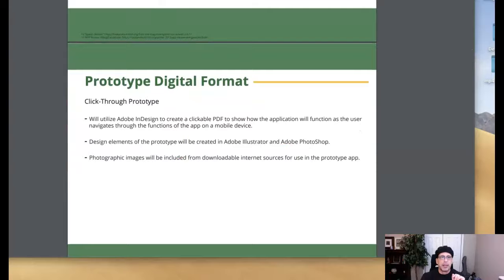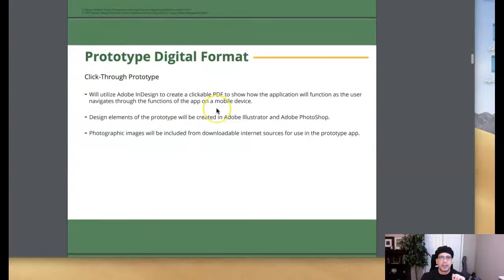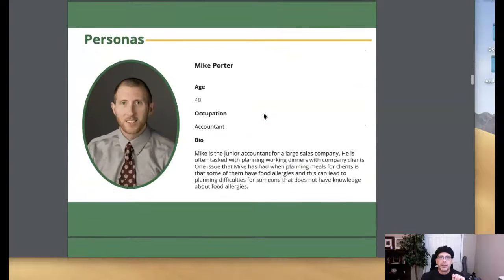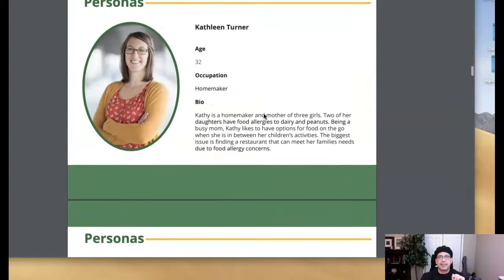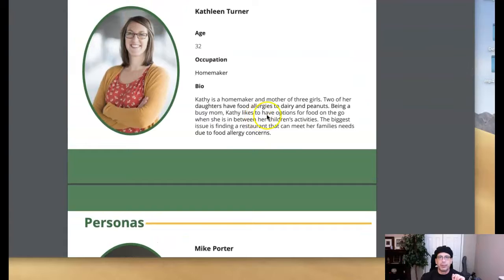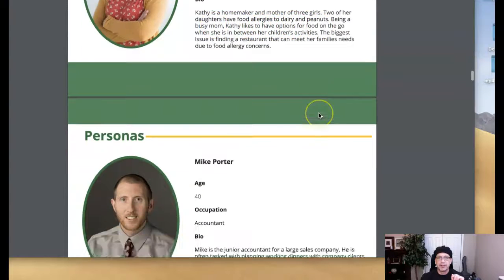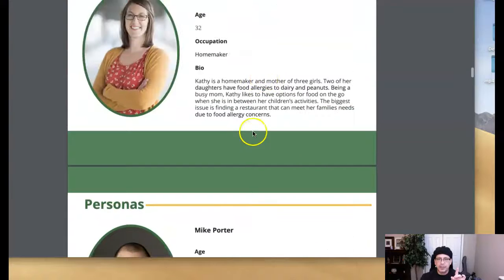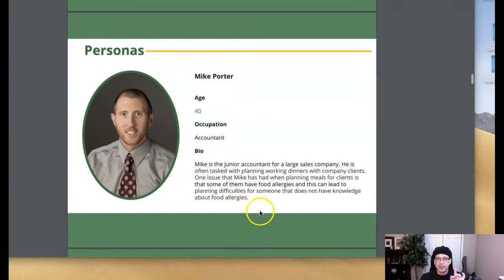Prototype digital format, excellent. Then we jump right into our personas. You've got one, two, three. Very, very distinct. The homemaker, a 32-year-old white female homemaker. Does she have kids? Yep, she's got kids. Excellent. Then we've got a 40-year-old professional accountant with food allergies. Is he single? He should be single. She's married. Let's get him single. Let's make sure he's single.